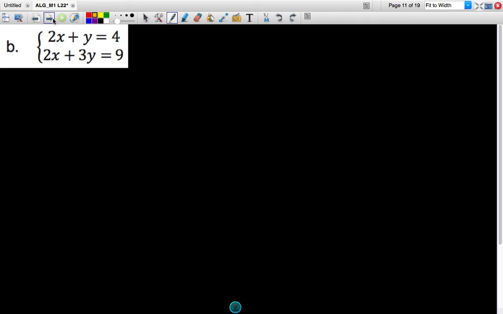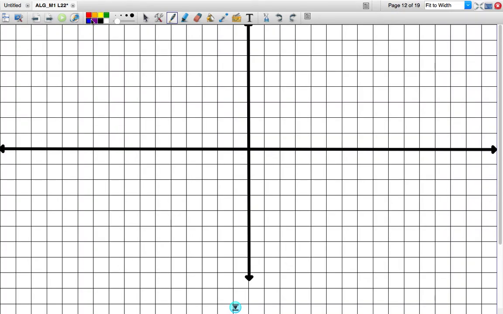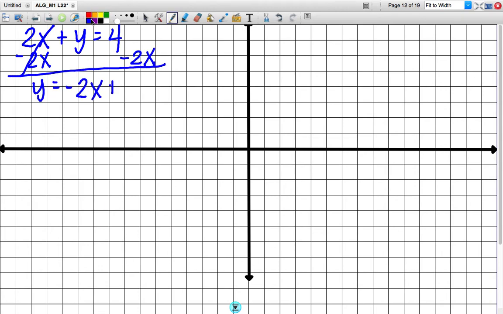Let's look at part B. So again, let's graph them first. So the first one was 2x plus y equals 4. And you can't graph unless it's in slope-intercept form. So let me subtract 2x on both sides. So now I've got y equals negative 2x plus 4. So this one's in business. Let's go ahead and graph this.